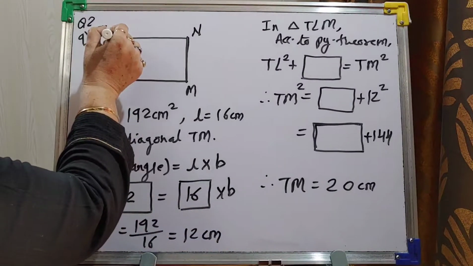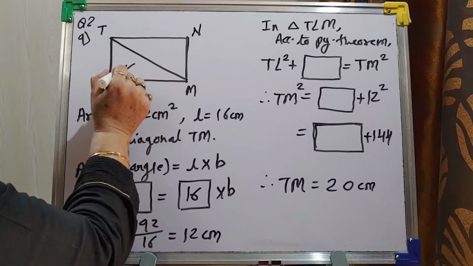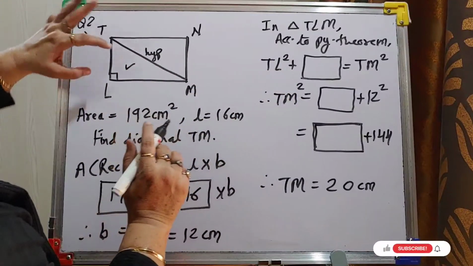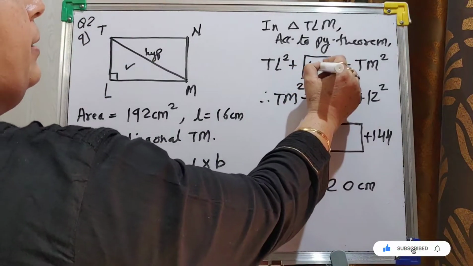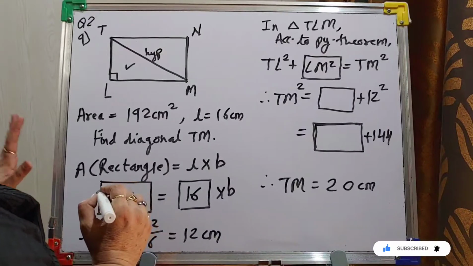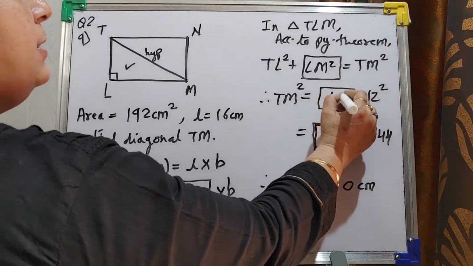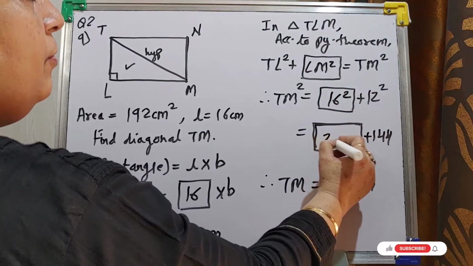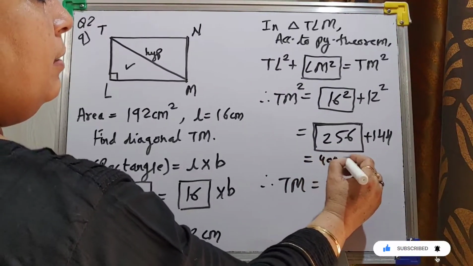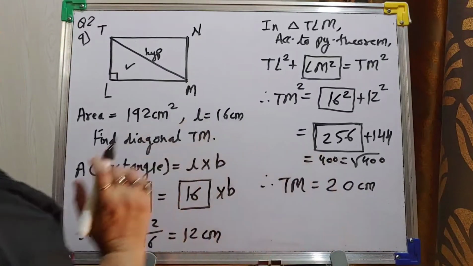Now, in triangle TLM, just join this. In this triangle, we can apply the Pythagoras theorem. This is hypotenuse. So, TL square plus LM square will be your TM square. So, now TM square equals TL, one of the lengths is 16 square, which is 256. You know this together is 400. And square root of 400 is 20 centimeter.